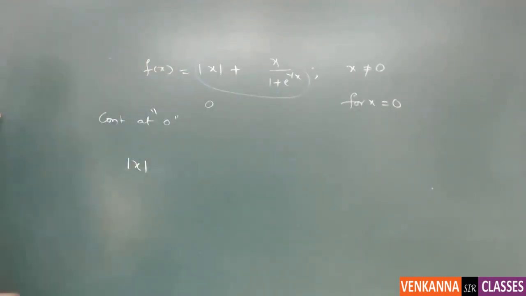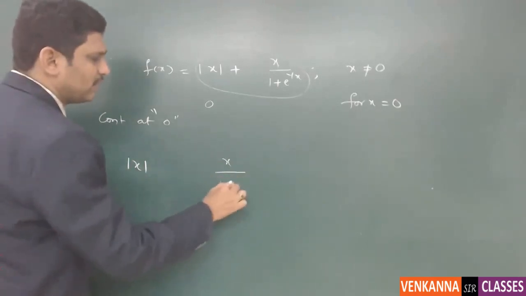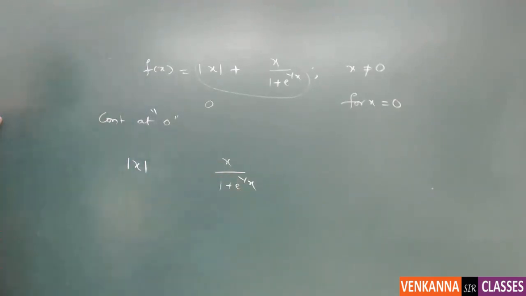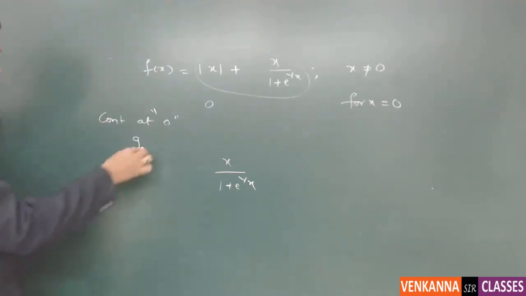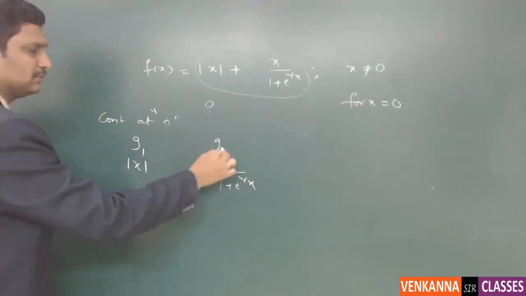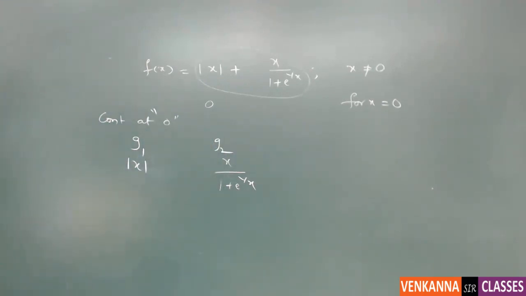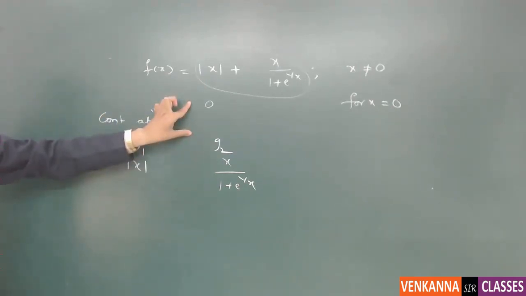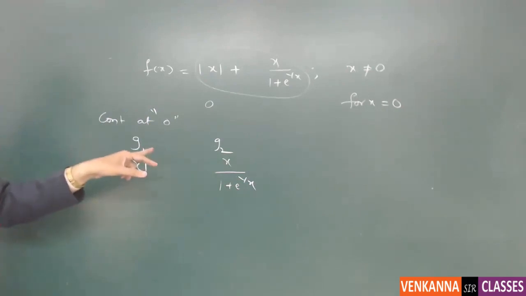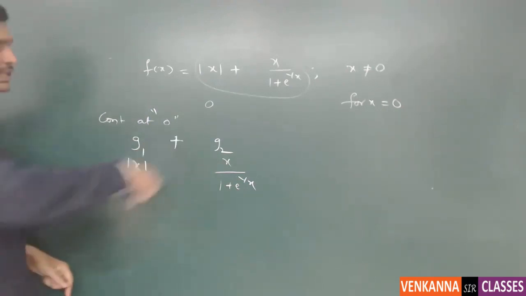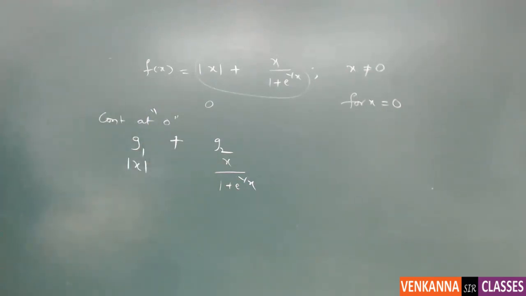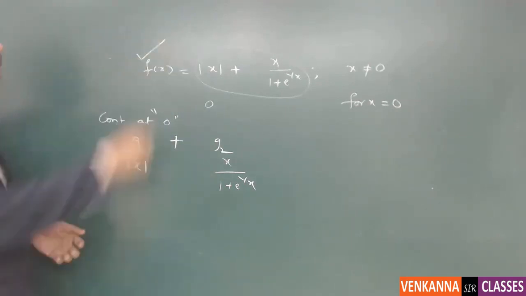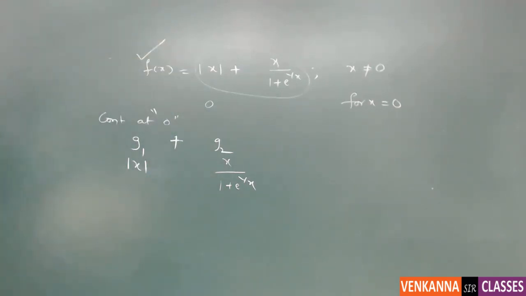One part is modulus of x, another part is x by 1 plus e power 1 by x. So you feel that this is one function g1, another function g2. If you individually verify that g1 is continuous at 0 and g2 is continuous at 0, then the addition of continuous functions is continuous, so g1 plus g2 is continuous at 0, nothing but the function f is continuous at 0. That is the underlying idea.